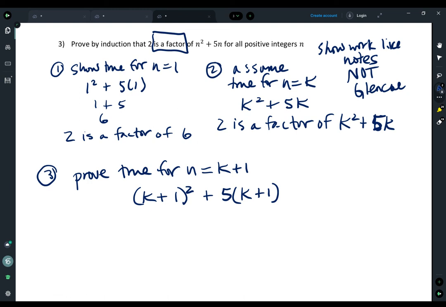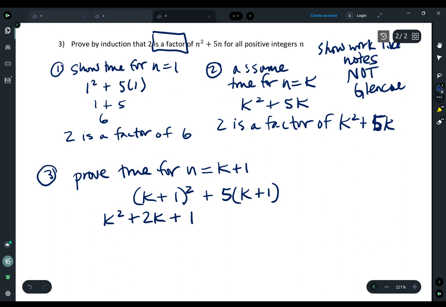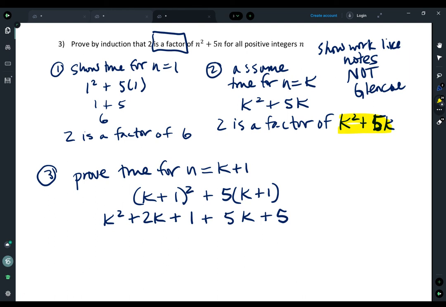So my first step is just to expand, right? So I'm going to go ahead and expand this. So k squared plus 2k plus 1. So remember, your middle term is always doubled. This is a 5k plus 5. And then just like before, I'm trying to get a k squared plus 5k out of this. Because if I have a k squared plus 5k, I know that that is divisible by 2, and then I can look at what's left.